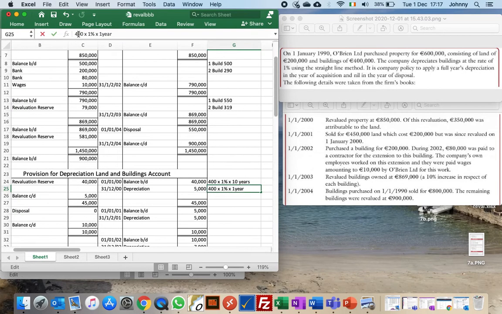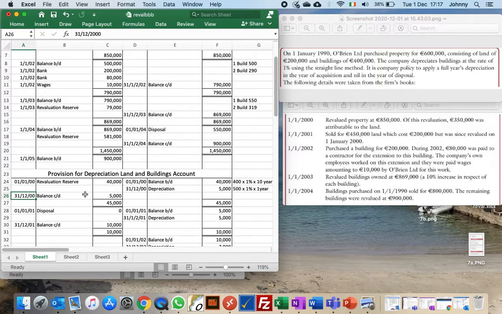I should have made a mistake there. That should be 500,000, not 400,000. So I depreciated 500,000 times 1% for a year, so that's 5 grand. So that then gives me my balance CD of 5,000 depreciation, which is carried over the following year.